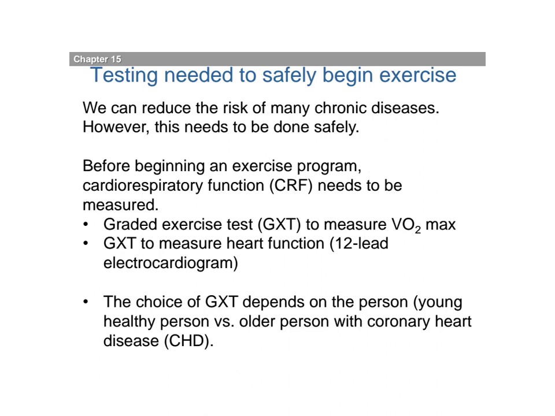One method is to use a graded exercise test, or GXT, to measure VO2 max. A graded exercise test can also be used to measure heart function, for example, the 12-lead electrocardiogram. And furthermore, the choice of graded exercise test depends on the person. So, for example, we would give a different test to a young, healthy person versus an older person with coronary heart disease.